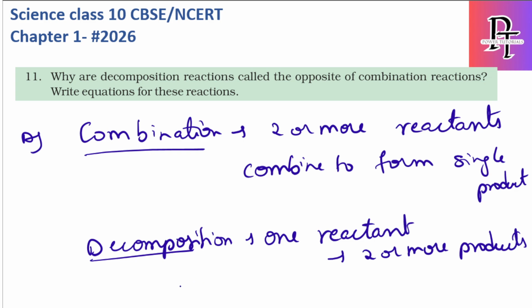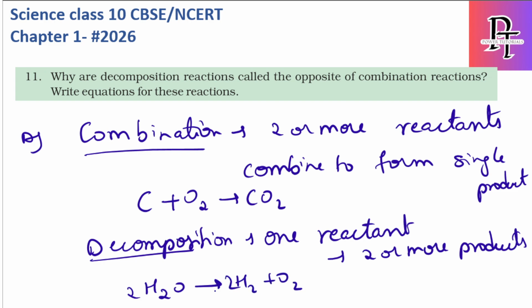For combination we can use C plus O2, that is coke, which if burnt in air forms CO2. Whereas for a decomposition reaction, I can use a basic easy one, which is H2O. 2H2O, where balancing gives rise to 2H2 and O2. This is an example for decomposition, where one reactant gives two or more products, and two or more combine to get a single product. Hence, as per the definition, you can say both are opposite to each other.